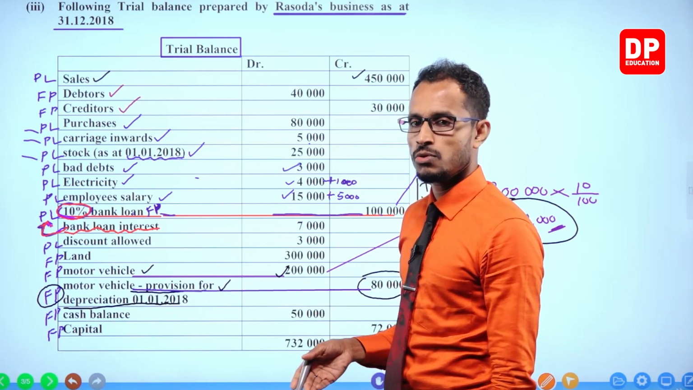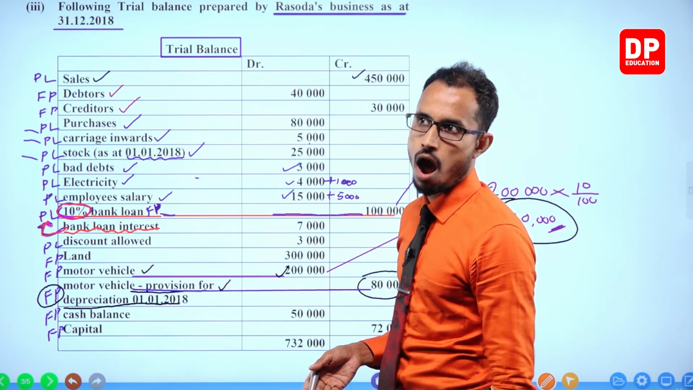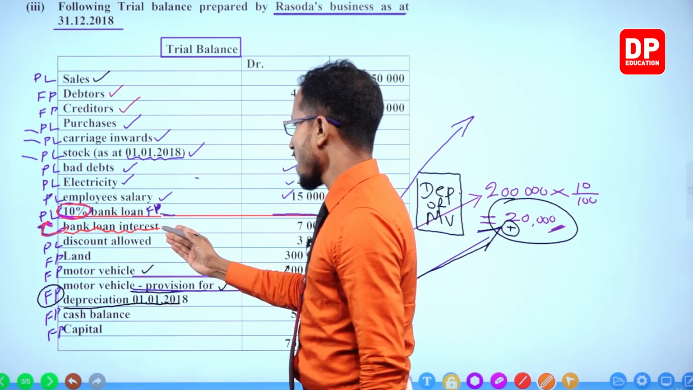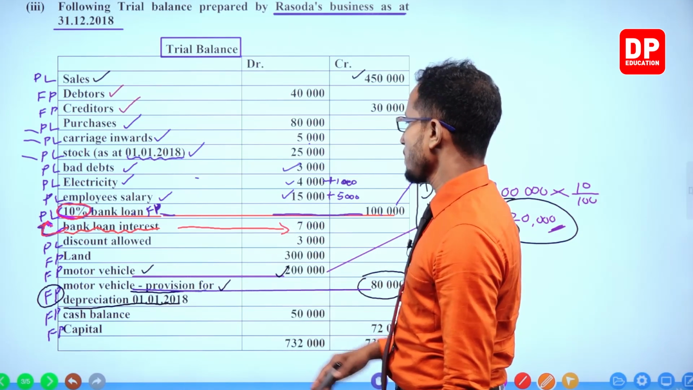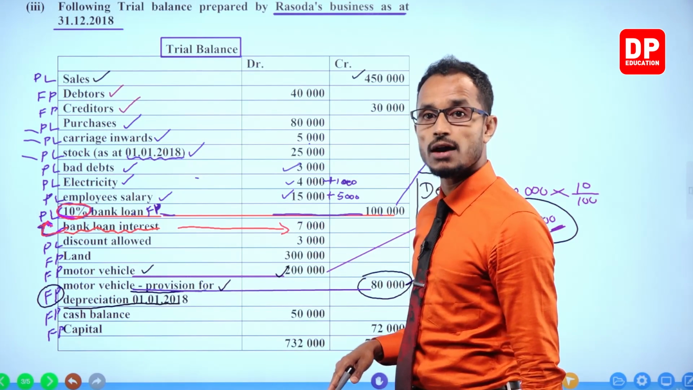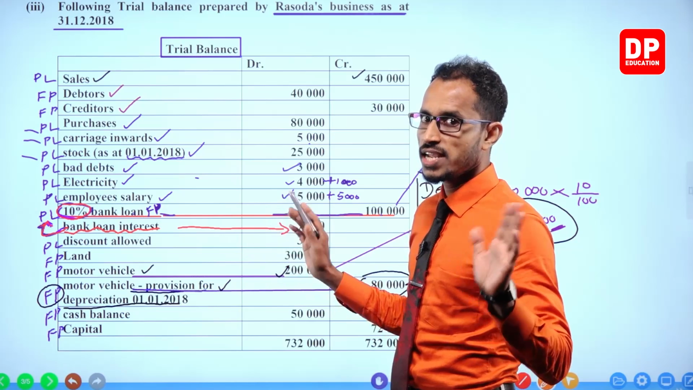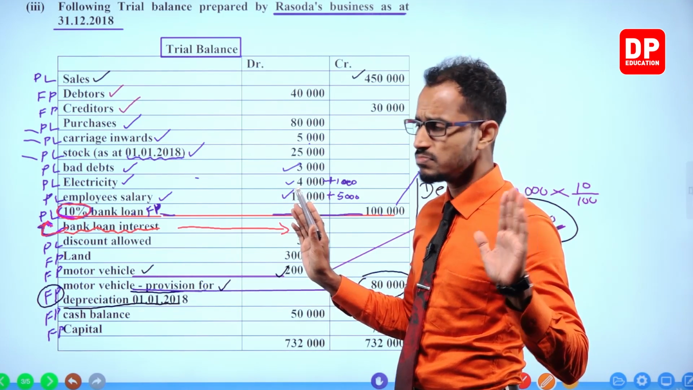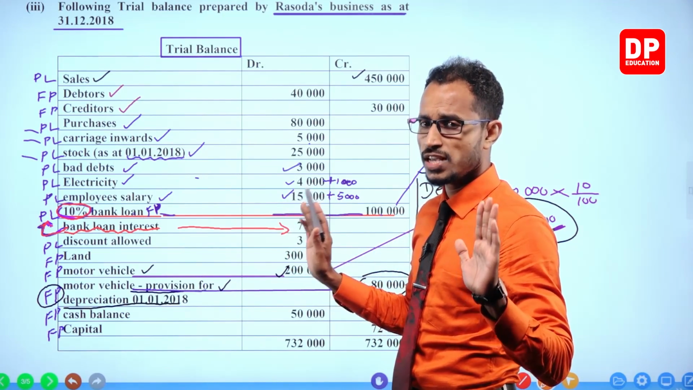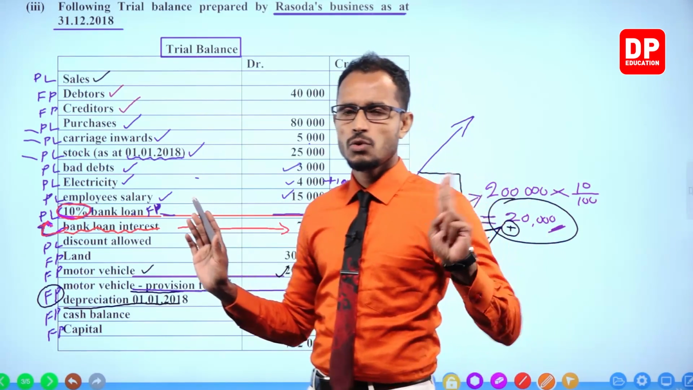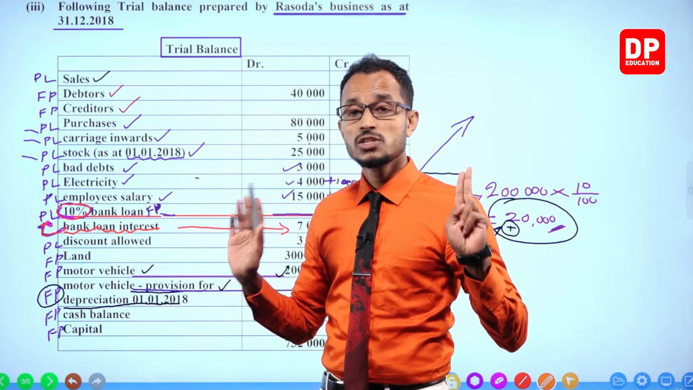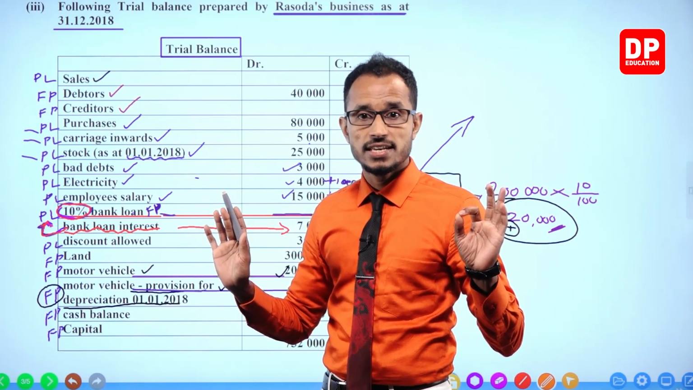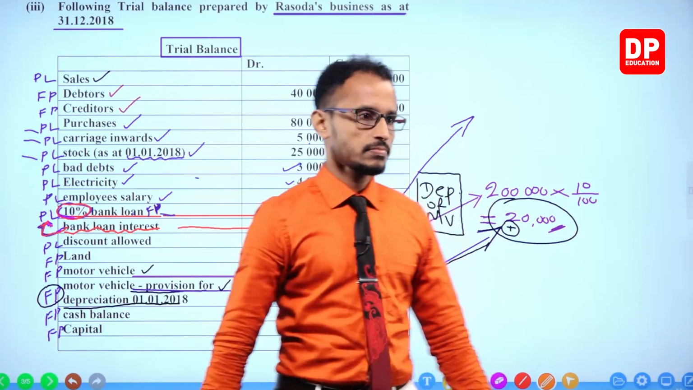Again, there is a bank loan interest. What to do? This bank loan interest is the paid one. Paid interest is only 7,000. But we don't enter only the paid values for expenses. No, we don't enter only the paid value. We enter the total relevant full expense for the year. That is 10,000.